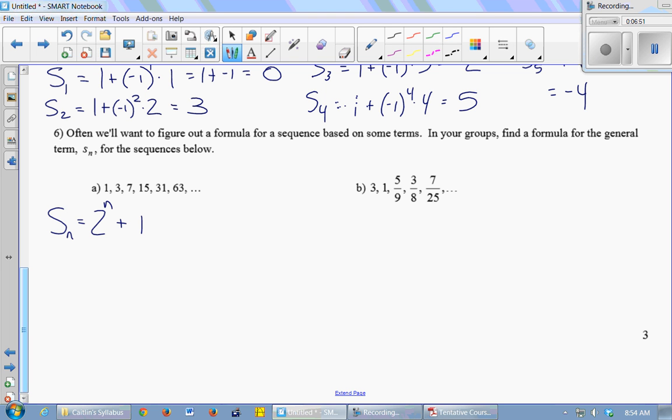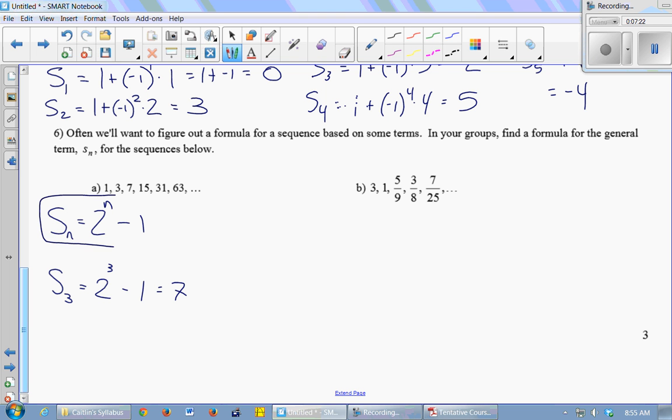Okay, so when you're writing formulas, you can always kind of check them, right? Like, let's just do S sub 3. This should give me the third number in the list if I plug in a 3. So this should be 2 cubed plus 1, which is 9. So minus 1 instead of plus 1. So now I have 2 to the third minus 1, which is 7. It does give me the third number in the list.